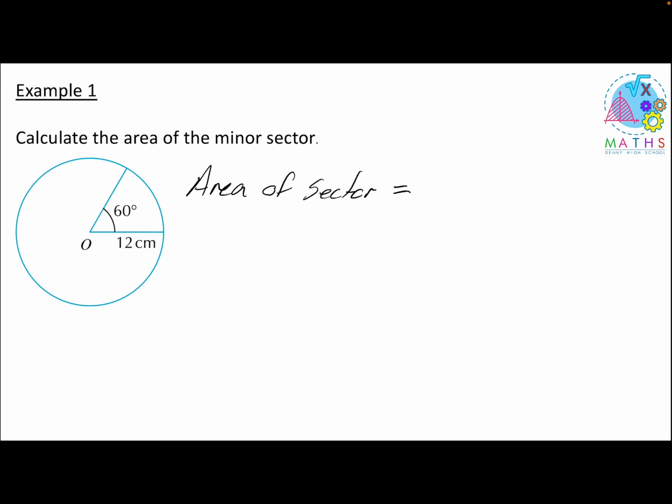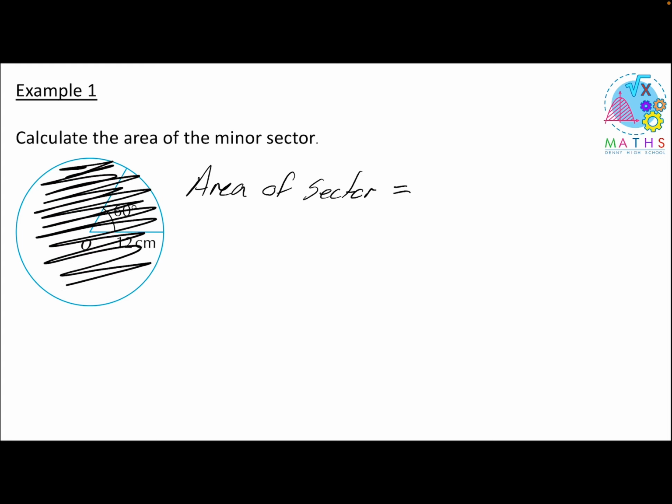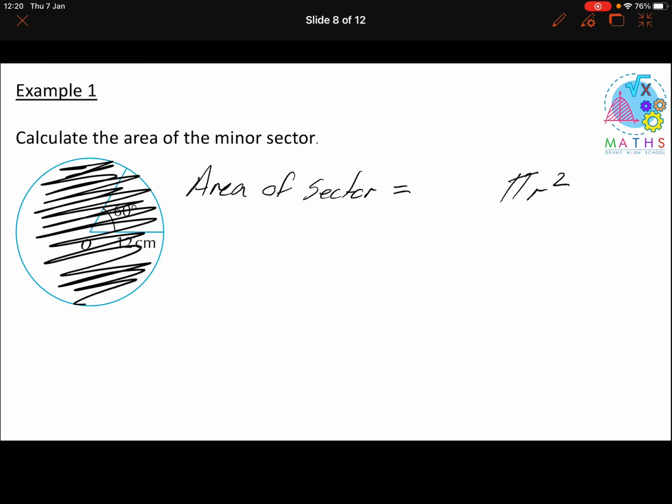Now let's build upon what we already know. We already know how to find the area of that full circle, okay? If I was asked to find the area of that full circle, then I would do pi times the radius squared, okay? Now we are not asked to find the area of the full circle. We are only interested in a fraction of the circle, okay?